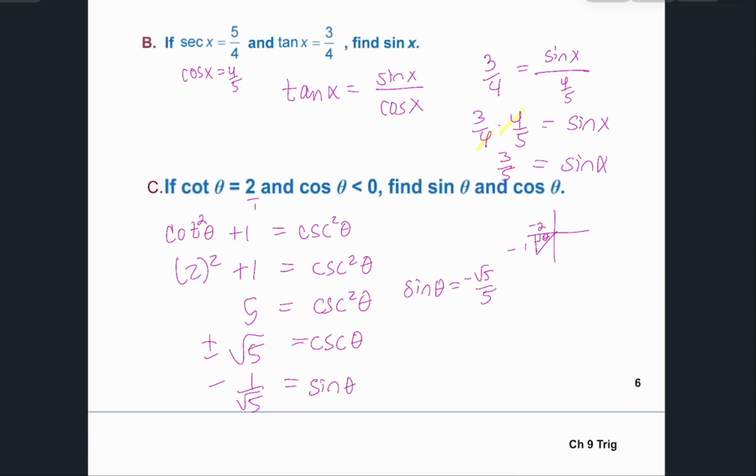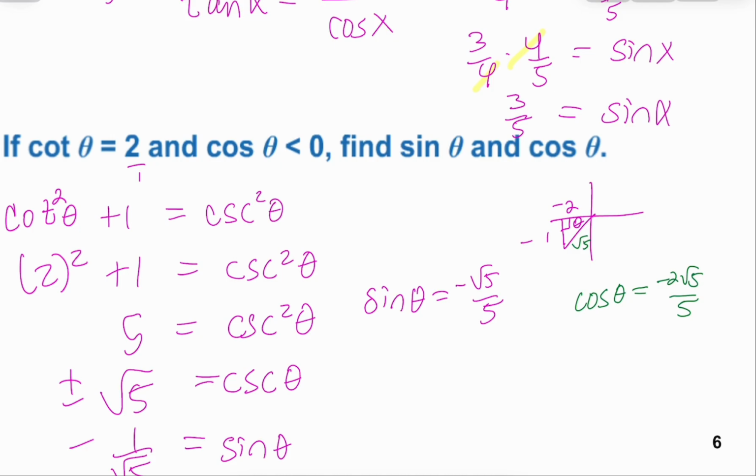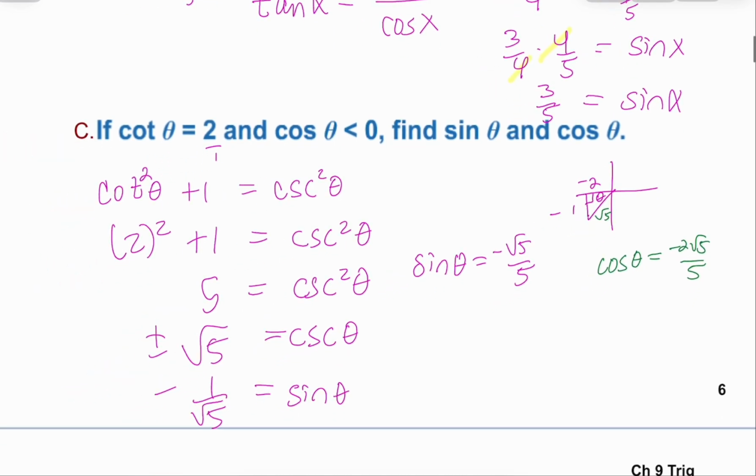There's so many ways to do these problems. If we built the triangle, we could do that. This is radical 5. So the cosine is negative 2 radical 5 over 5. So that's one way to do it, and I'm still okay with you doing it. But let's look at something we know. If the cotangent is 2, the tangent is 1/2. But remember, tangent is sine over cosine.